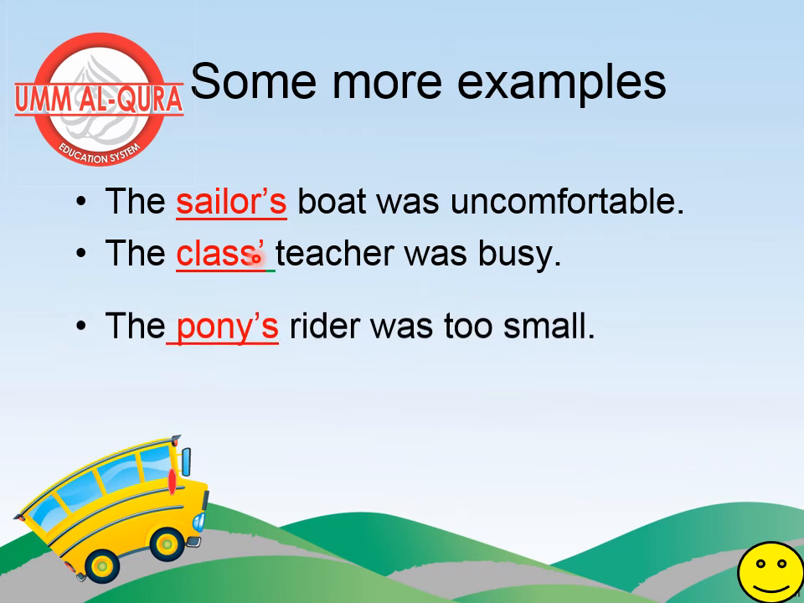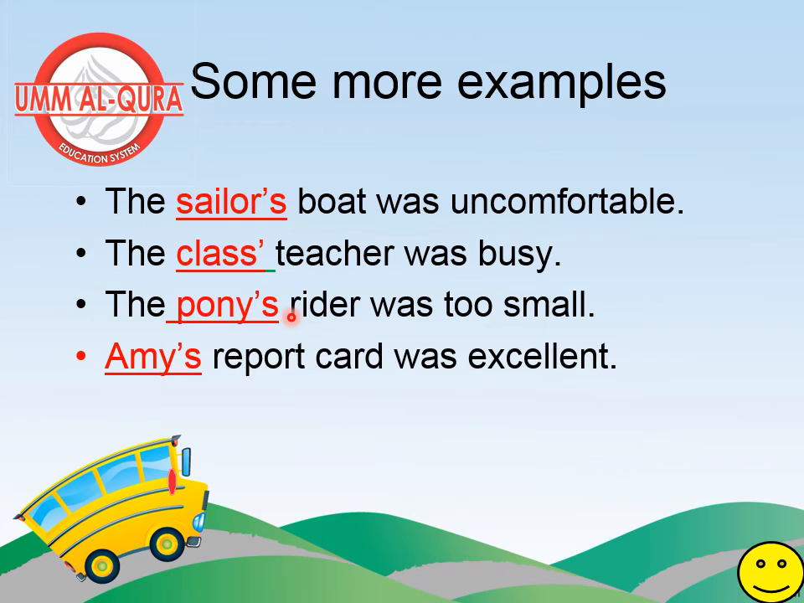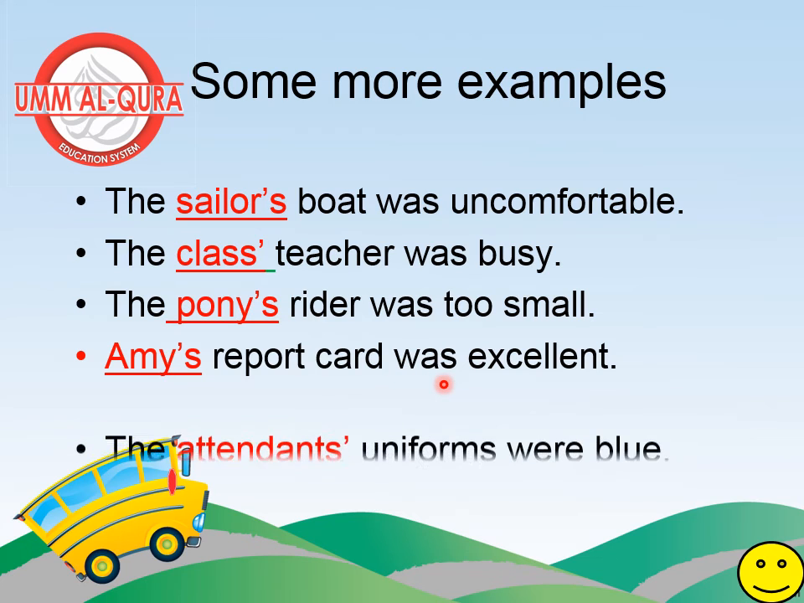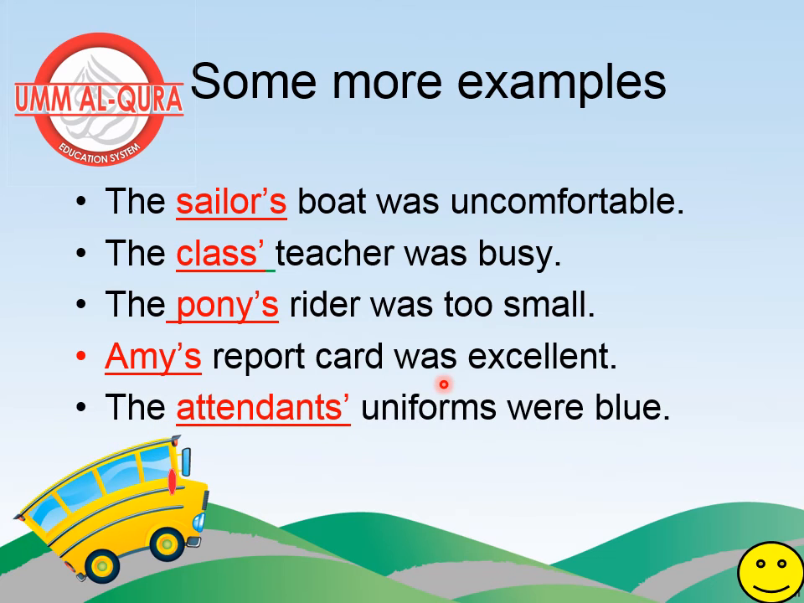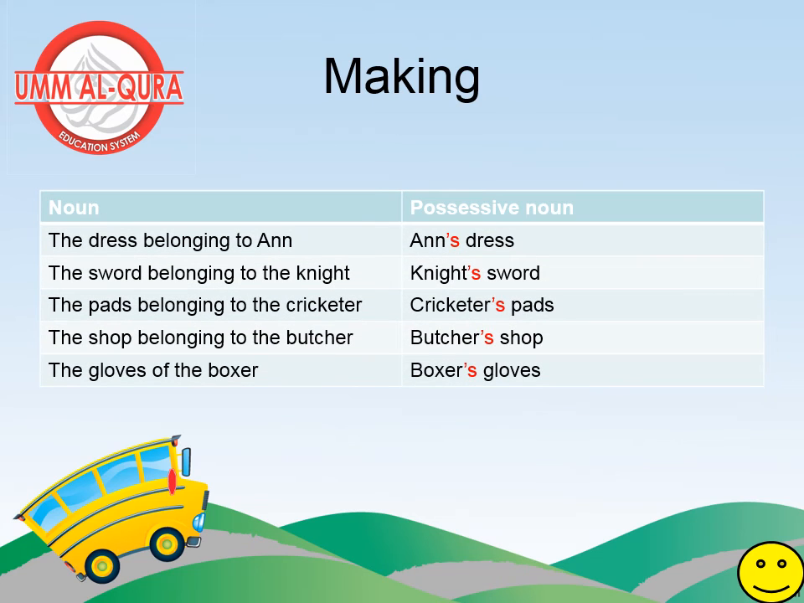Okay, the next one is the pony's rider was too small. Pony is singular, so to show possession we added apostrophe and s. Again, Amy's report card was excellent. The attendants' uniform was blue. Again plural, so we just added apostrophe to show the possession. Making possessive nouns, here are a few more examples.